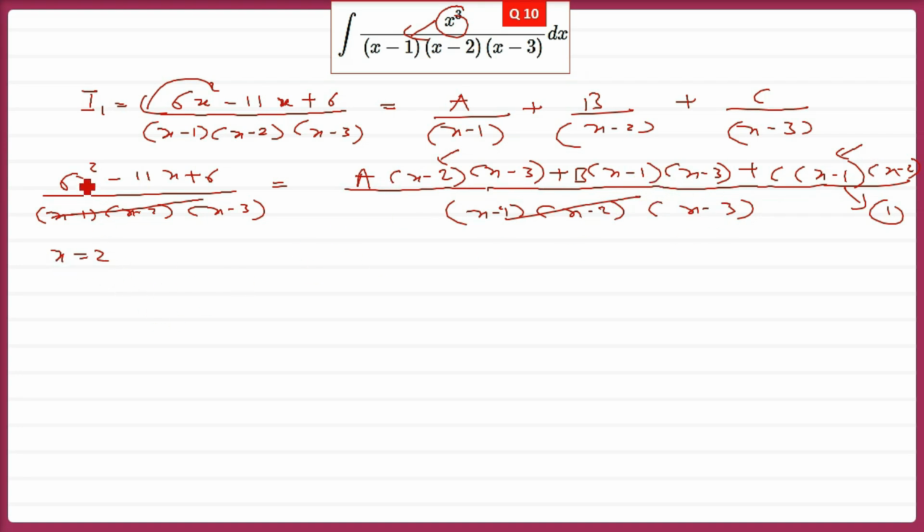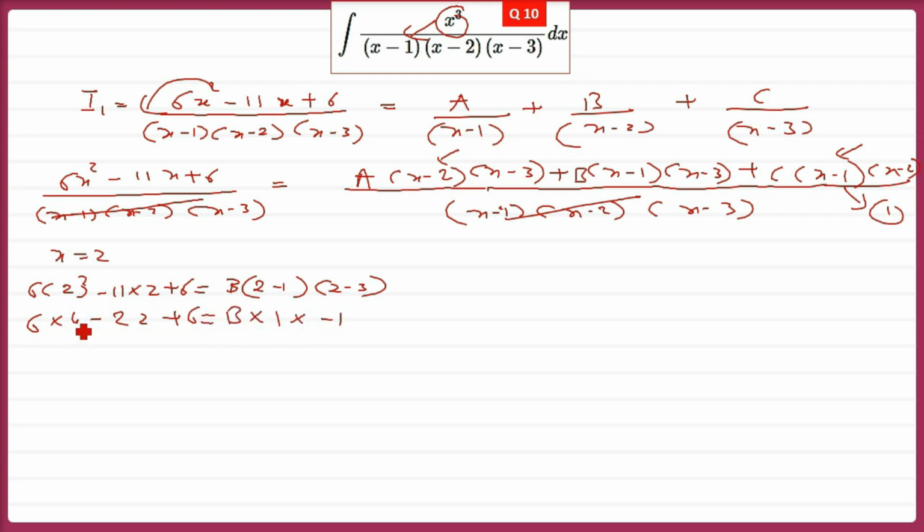You'll get b from here. So 6 into 2 square minus 11 into 2 plus 6 equals b into 2 minus 1 into 2 minus 3. 6 into 4 minus 22 plus 6 will be equal to b into 1 into negative 1. 6 fours are 24, minus 22 is 2, 2 plus 6 is 8. 8 equals b into 1 into negative 1. So b becomes negative 8.